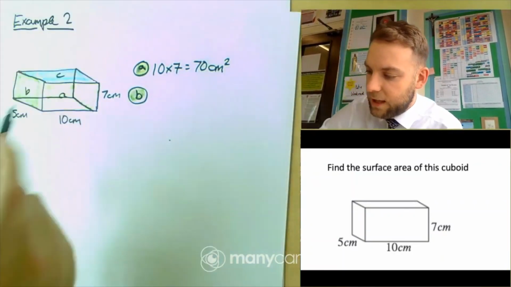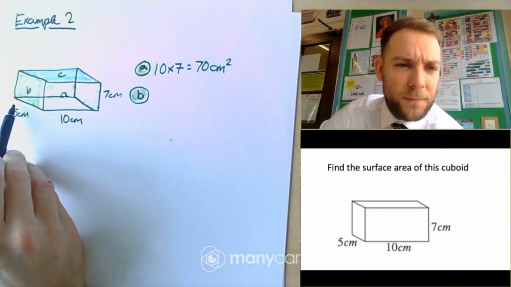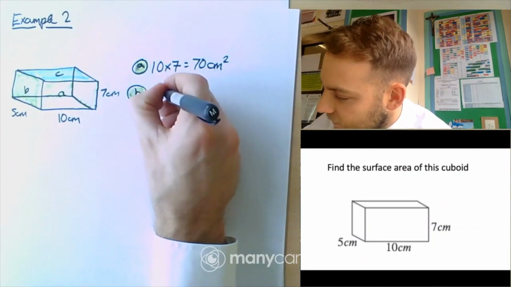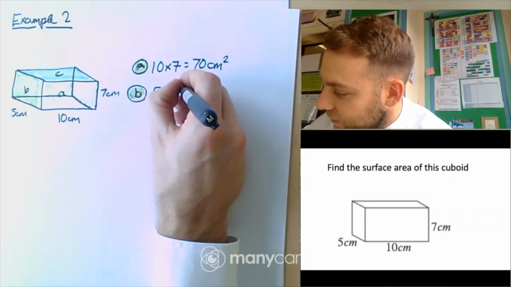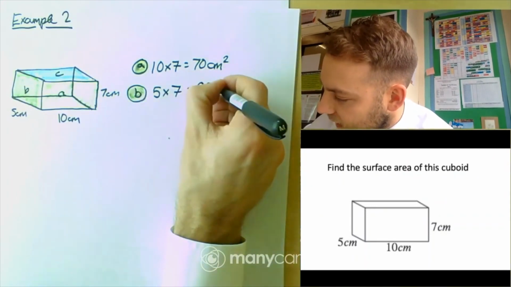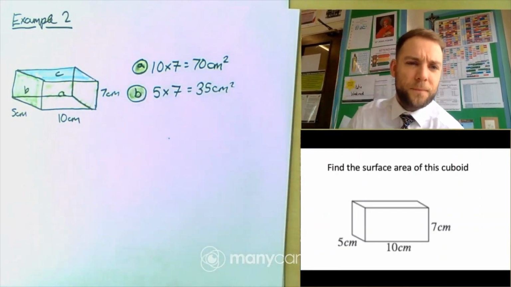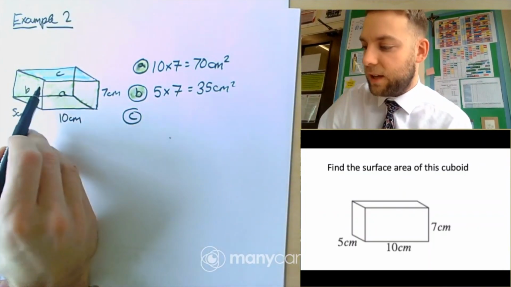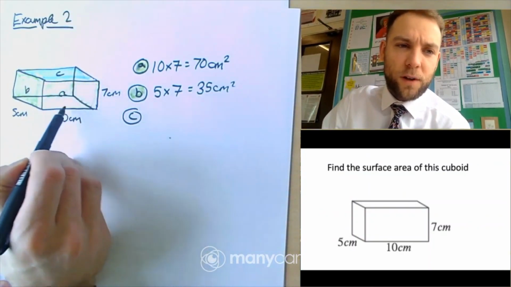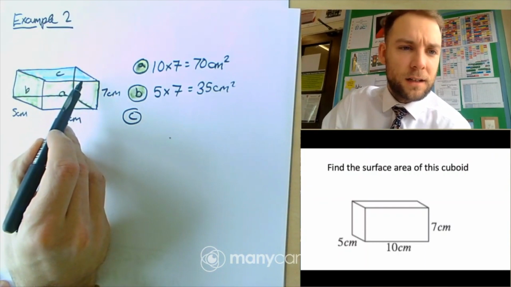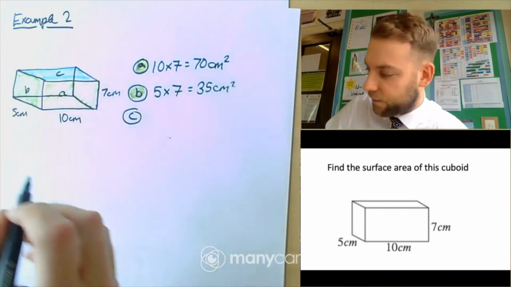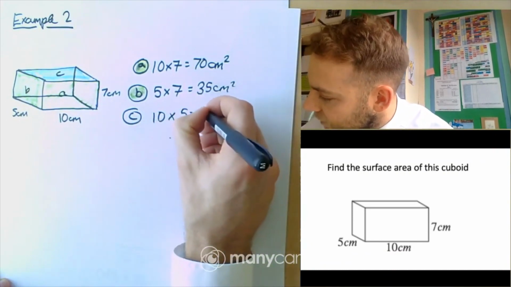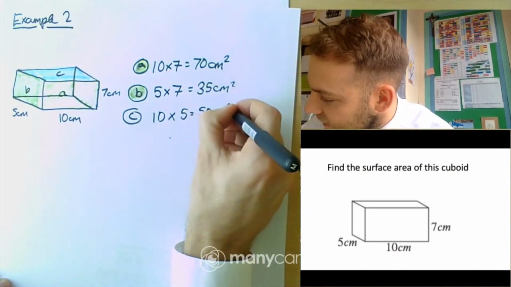For B, which is this one here, highlight it in green. So with this one here, again, you've got to think about this. It's going 5 back and it's going 7 up. So it's going to be 5 times by the height of this, which is 7, which is equal to 35 centimetres squared. And then C, a little bit trickier to see this one. But the width of this is going to be the same as the width of the bottom, which is 10. And then the depth of this here is 5. So this one here is going to be 10 times by 5, which is equal to 50, again, centimetres squared.